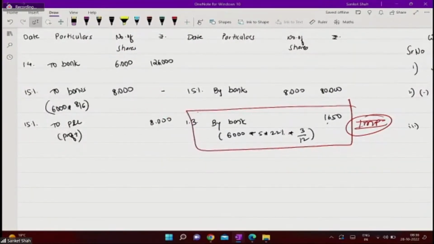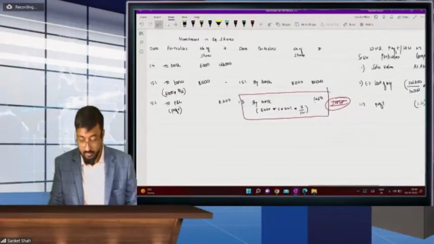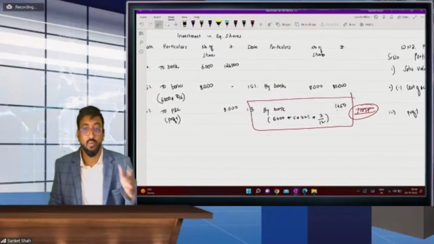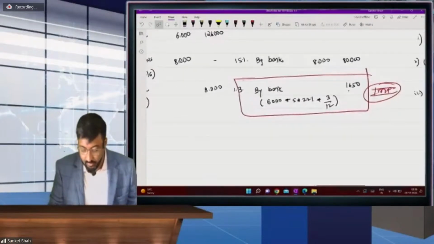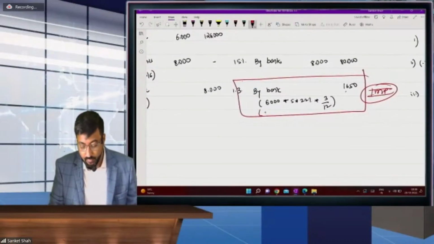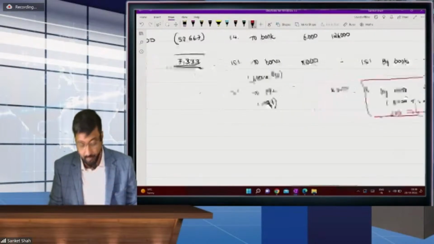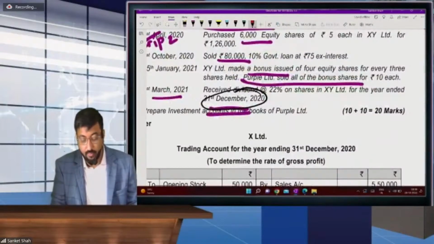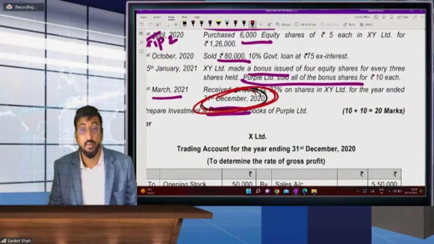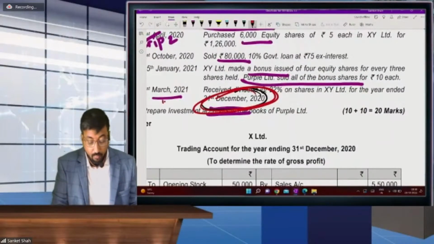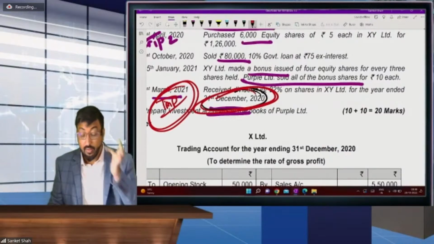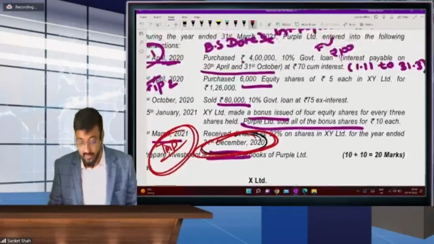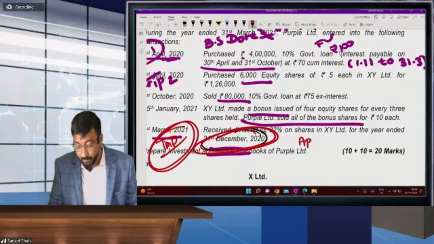Okay. See, beta. In this question, what is new concept? Dividend from Jan to March is pre-acquisition. So if he is getting 22% dividend for the 31st December 2020 as the dividend amount, very, very important concept. Out of this, from April to December is post-acquisition.